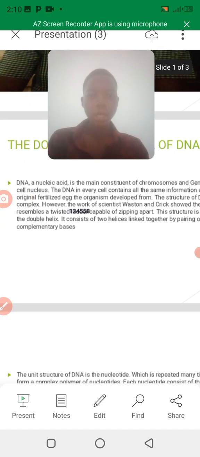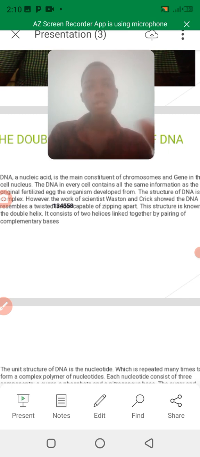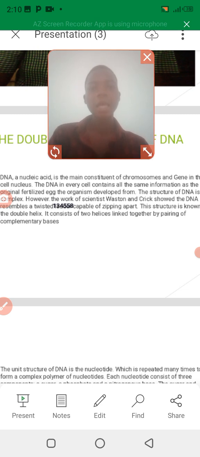It consists of two helices joined together by pairing of complementary bases. We have adenine, guanine, cytosine, and uracil or thymine. If it is DNA, we have adenine, thymine, cytosine, and guanine. But if it is RNA, instead of thymine we have uracil. Then guanine, cytosine, and uracil. Okay.